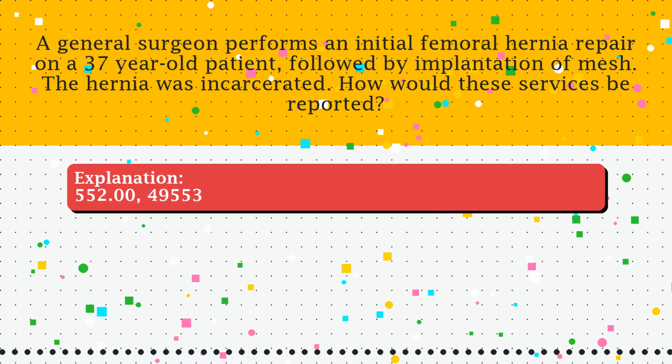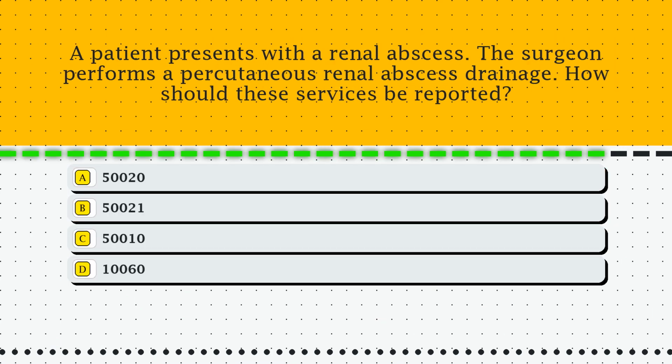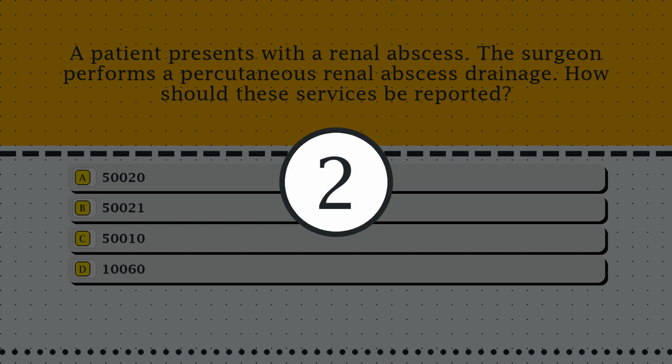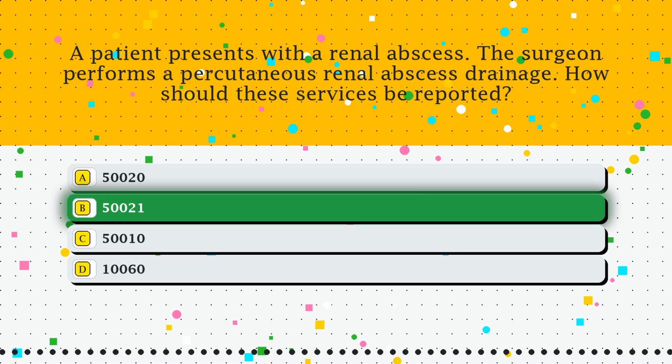Question 76. A patient presents with a renal abscess. The surgeon performs a percutaneous renal abscess drainage. How should these services be reported? Option A, 50020. Option B, 50021. Option C, 50010. Option D, 10060. The correct answer is option B, 50021.